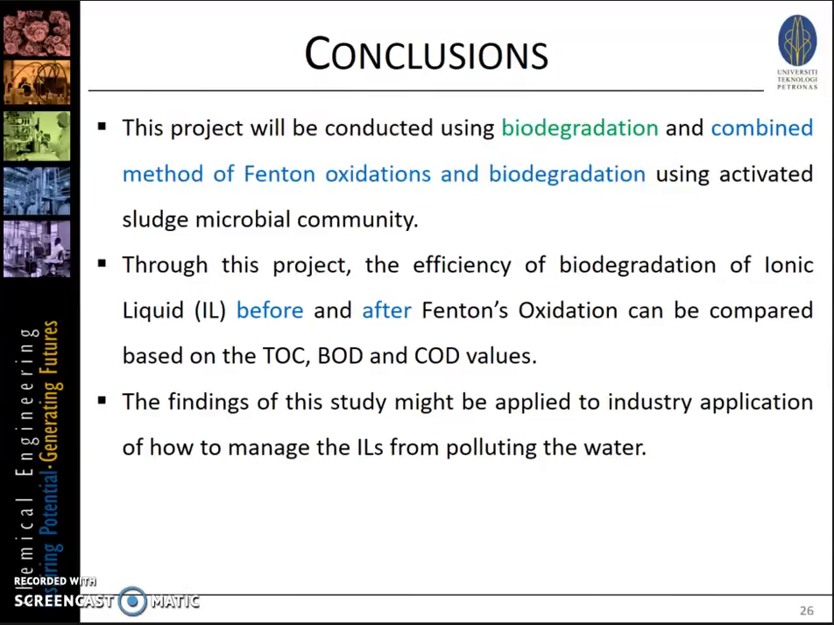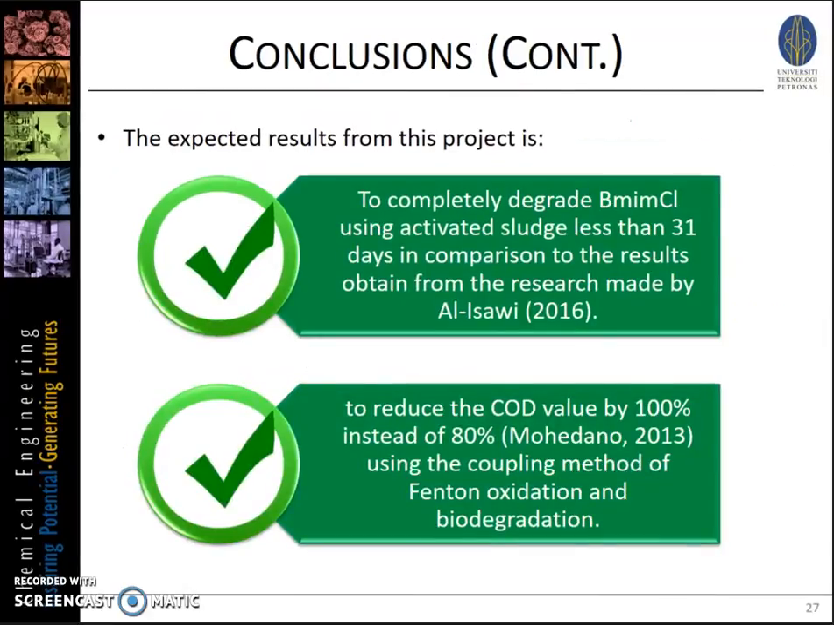The findings of this study might be applied in industry on how to manage ionic liquid from polluting the water. The expected result from this project is firstly to completely degrade BMCl using activated sludge in less than 31 days, compared to the result obtained by Al-Isawi in 2016. My second expected result is to reduce COD value by 100% instead of 80%, which was achieved by Mohidano in 2015 using the coupling method of Fenton oxidation and biodegradation.